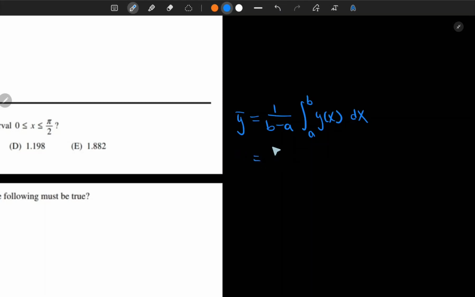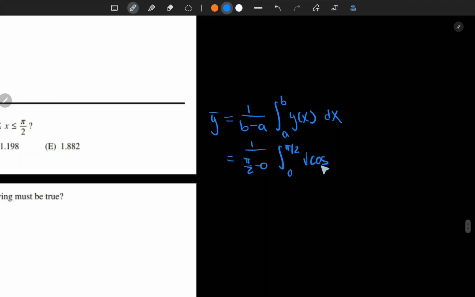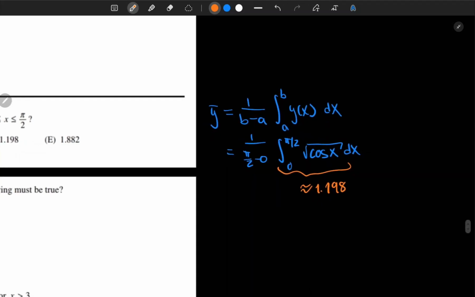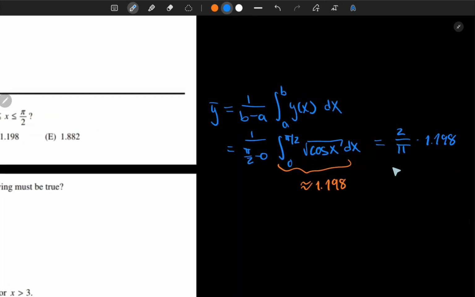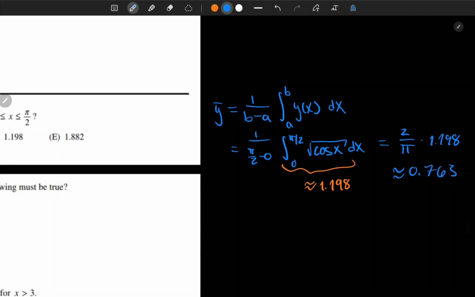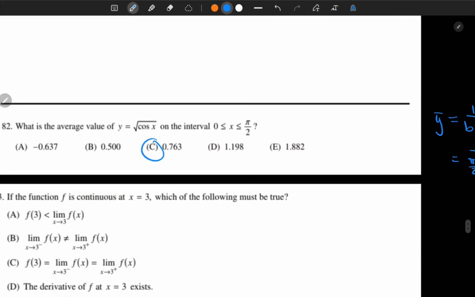Here, this is equal to 1 over pi over 2 minus 0 times the integral from 0 to pi over 2 of the square root of cosine x dx. Computing this integral using our calculator, we get approximately 1.198. Since pi over 2 minus 0 is pi over 2, this is 2 over pi times 1.198. Using our calculator again, this is approximately 0.763. So the answer here is C, 0.763.